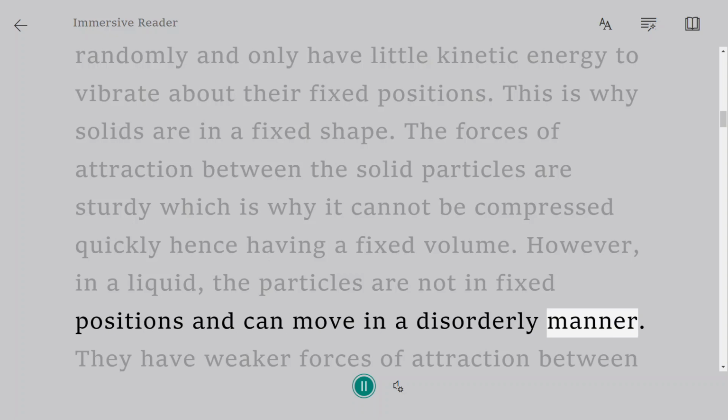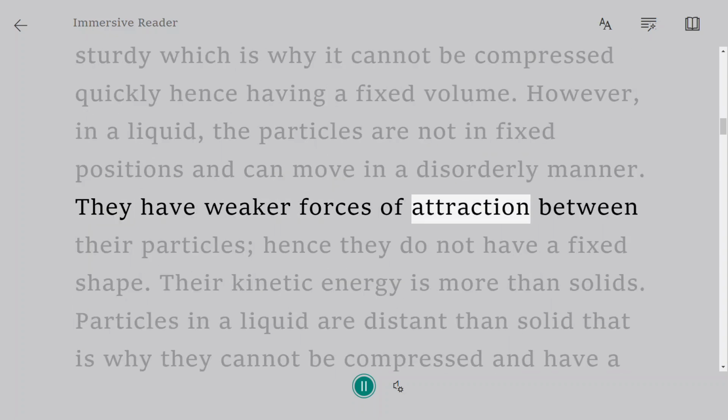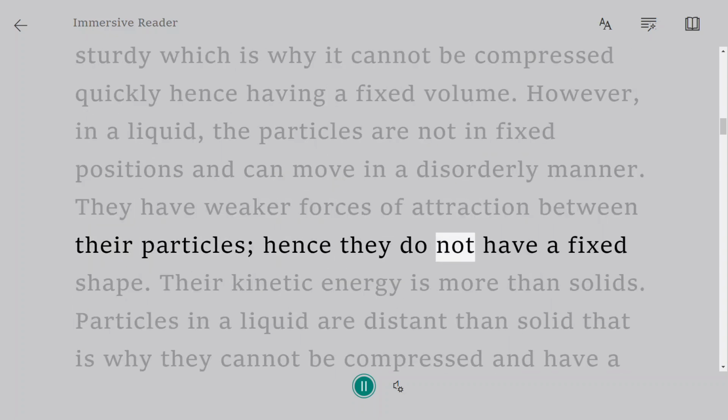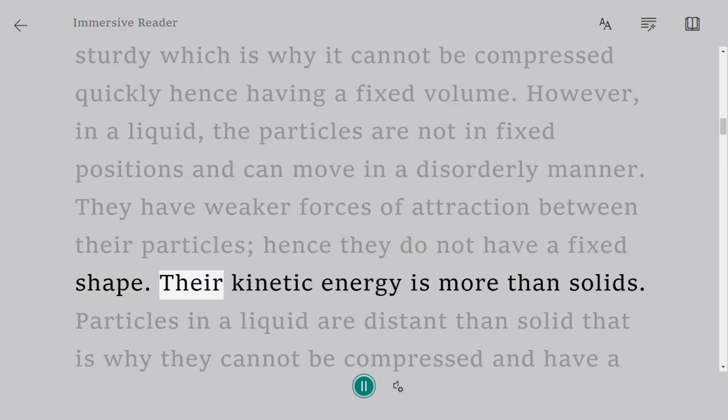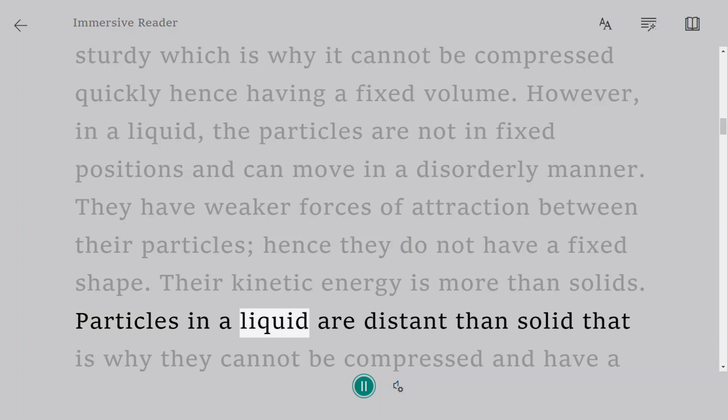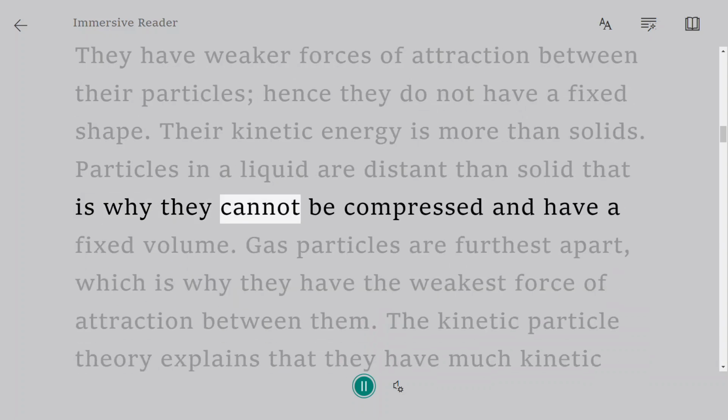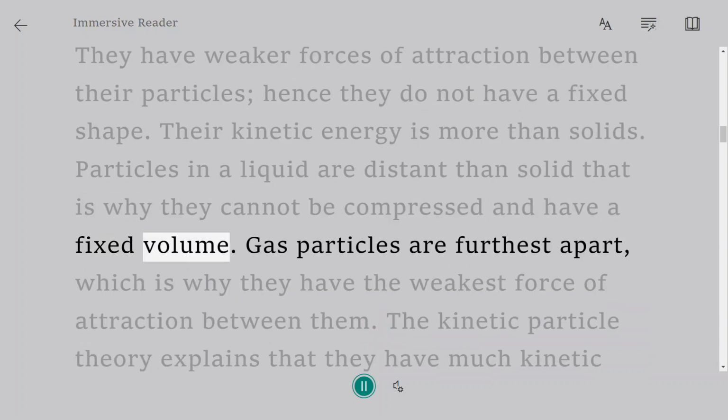However, in a liquid, the particles are not in fixed positions and can move in a disorderly manner. They have weaker forces of attraction between their particles, hence they do not have a fixed shape. Their kinetic energy is more than solids. Particles in a liquid are more distant than in a solid, which is why they cannot be compressed easily and have a fixed volume.